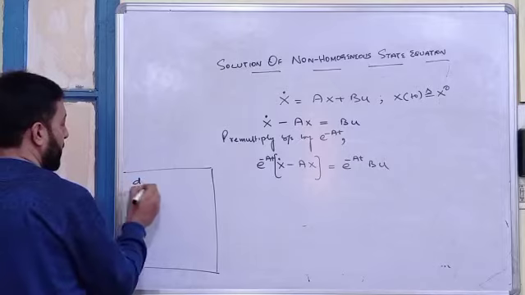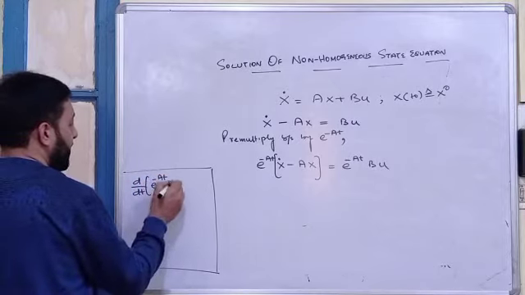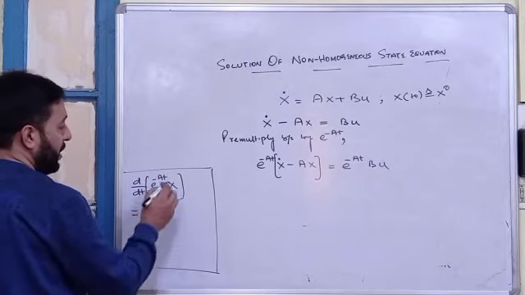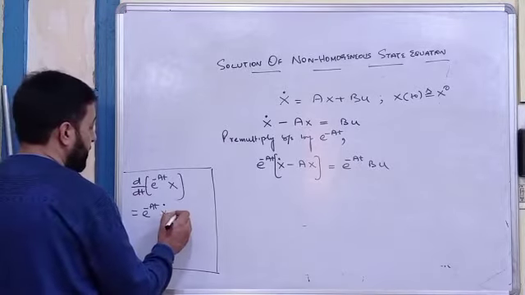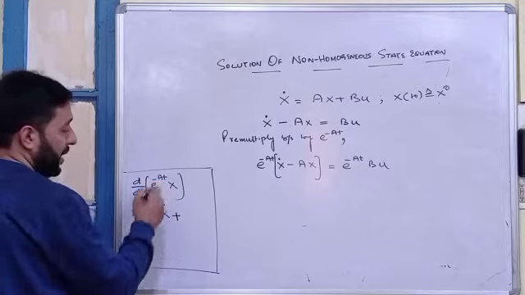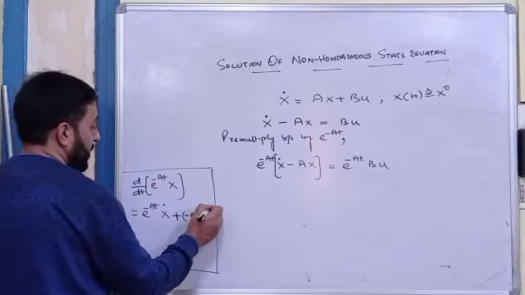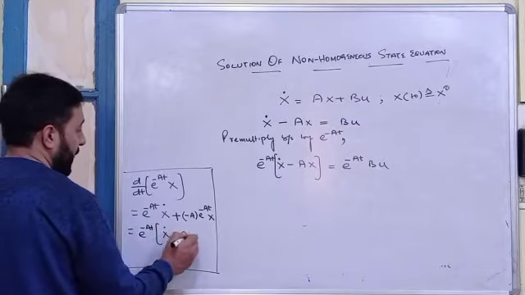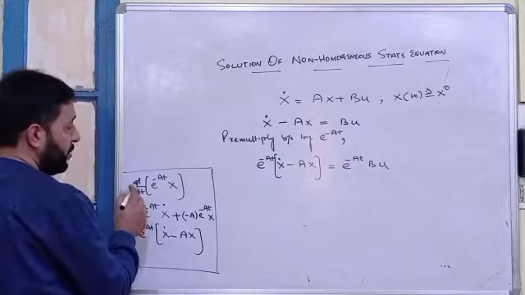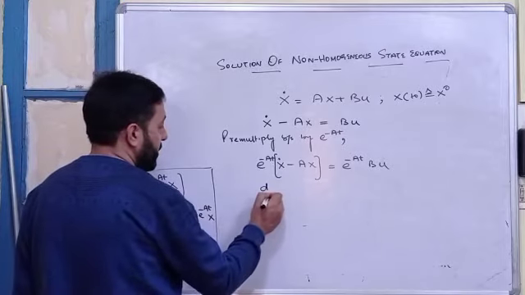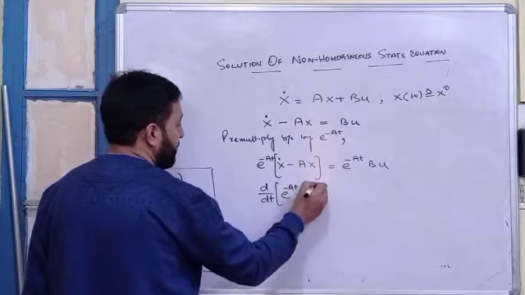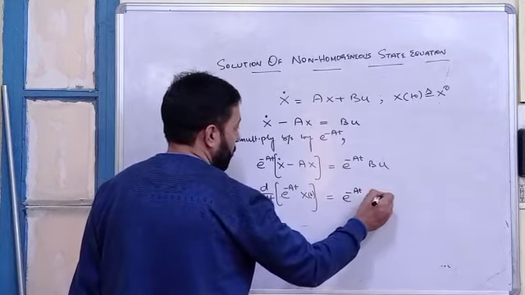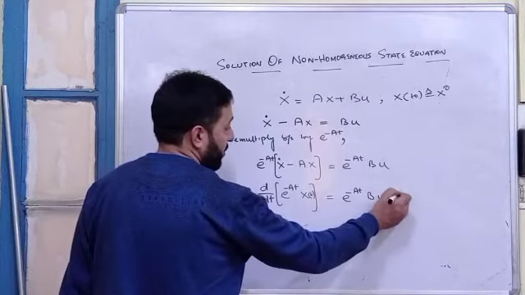Now look at this: d by dt of e to the power minus At x. What is this equal to? It will be e to the power minus At times x dot, the product of two terms, plus x times the differentiation of e to the power minus At, which is minus A e to the power minus At x. That is e to the power minus At times (x dot minus Ax). So instead of this I can write d by dt of e to the power minus At x(t), where x is a function of t, is equal to e to the power minus At Bu, and u is also a function of t.